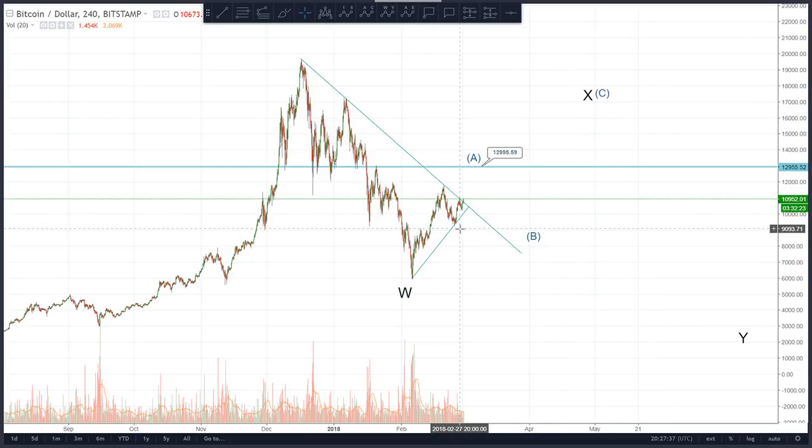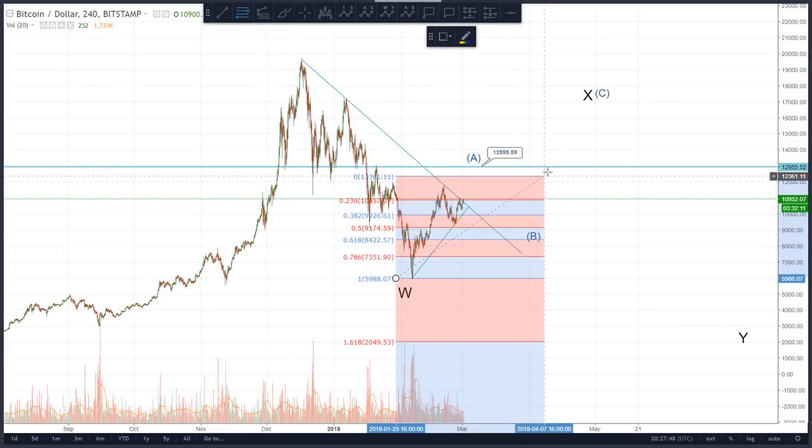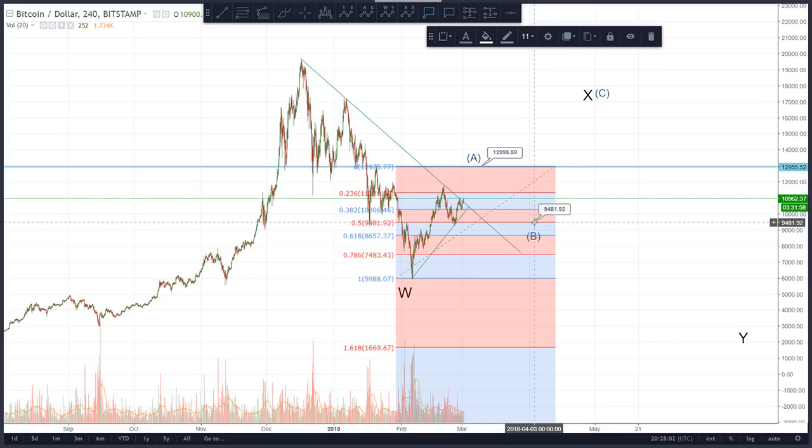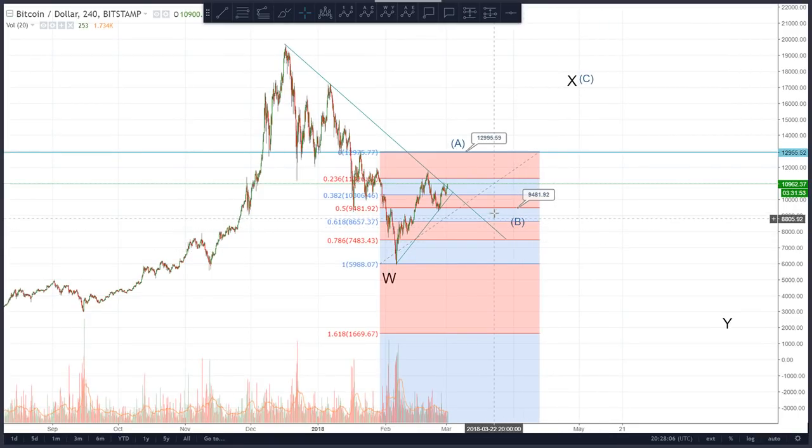All right, let's remove that now. Another way of calculating B, I believe it will be a 50% retracement of wave A. So 50% comes to around here. Again, let's put a little price label. So around 9,400, around that mark. So that's a 50% retracement of where wave A would be.